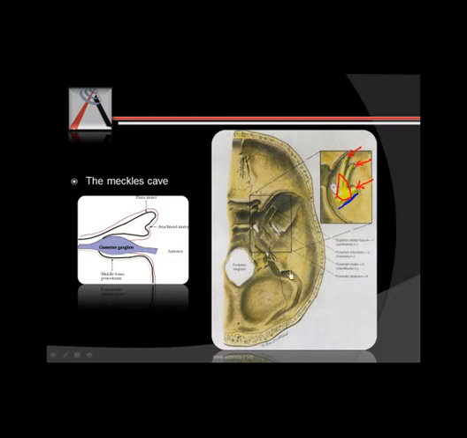The location of the Gasserian ganglion is here. This is the root of the petrous temporal bone. So we have MCQ about the foramens. We have MCQ about the shape. We have MCQ about the motor nerves, about the Meckel's cave, and the position of the Gasserian ganglion.